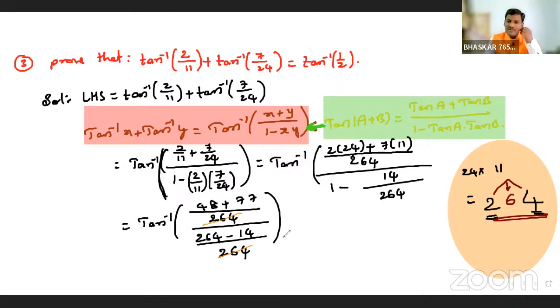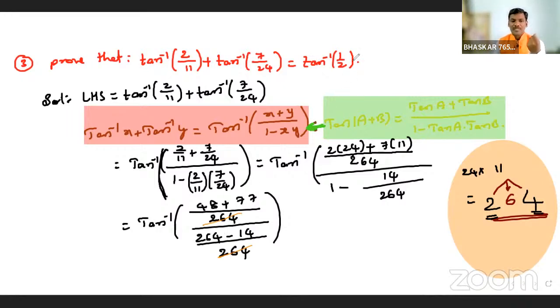Otherwise, if you want to, you can even cancel. Even if you cancel, you will get the same answer. No change in the answer. But the purpose of keeping it like that is that we can cancel the denominator so that we can simplify only the numerator part.